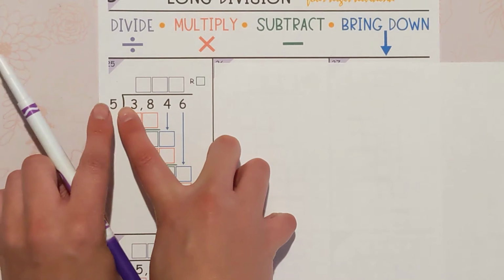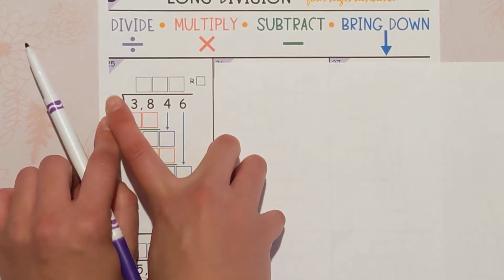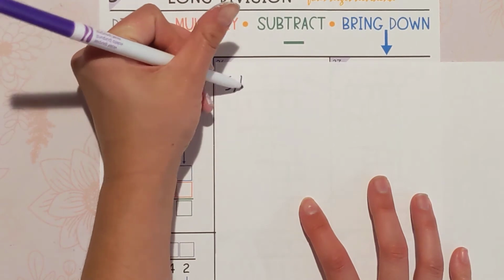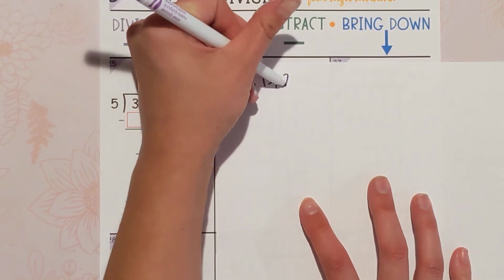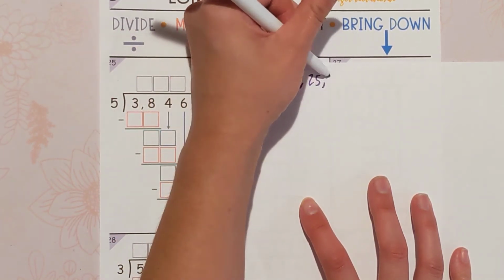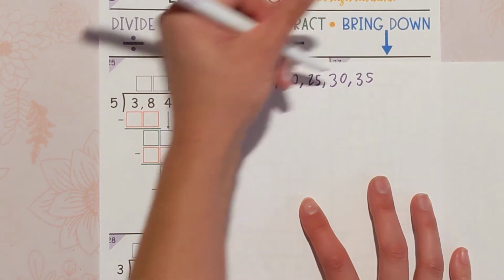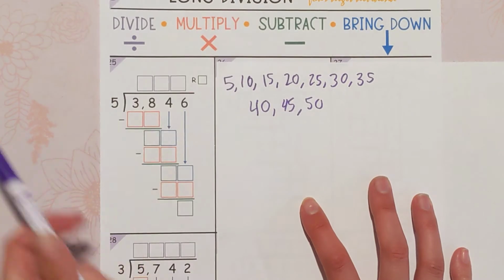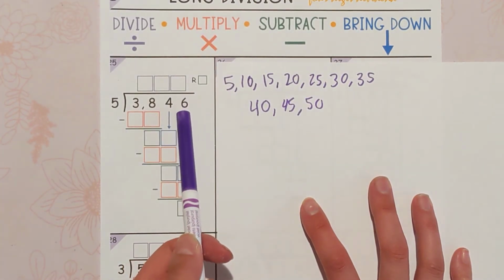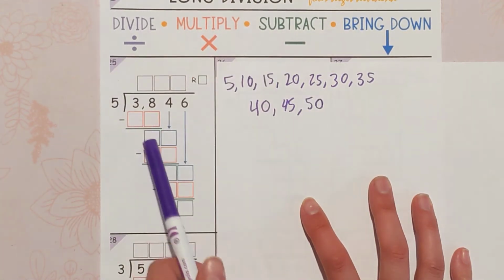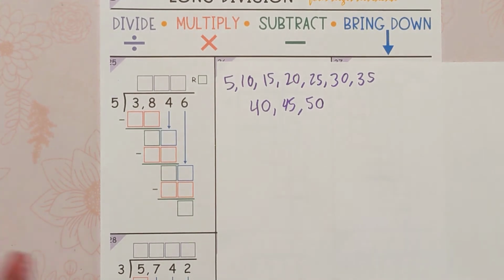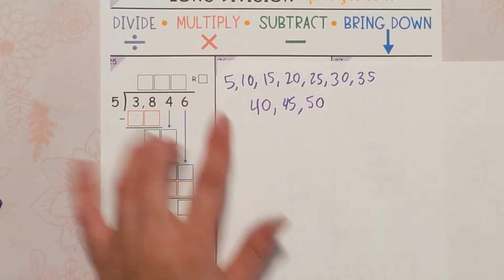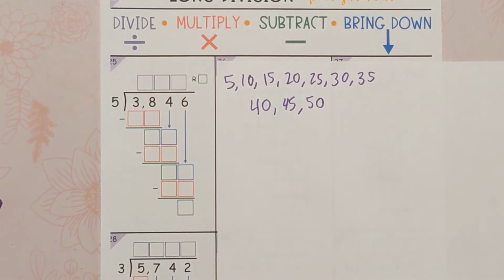But since 5 is our divisor, we're going to write out the multiples of 5. They all end in 0 or 5, so that makes it easier. And I can already see that this isn't going to divide evenly by 5 because this ends with a 6. So this number can't actually be a true multiple of 5. And there's a remainder box, but that's how we know we're going to have a remainder. All right, let's go ahead and get started.